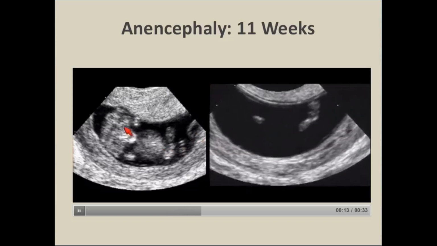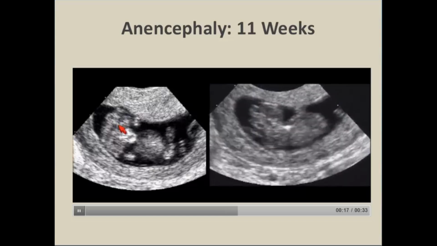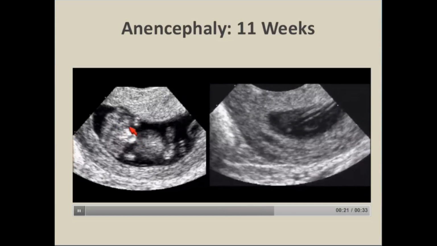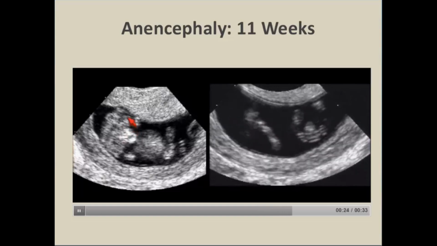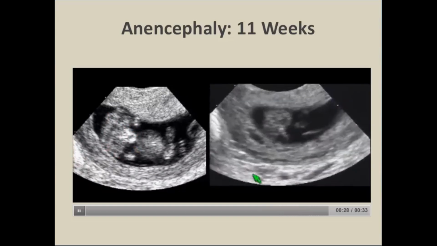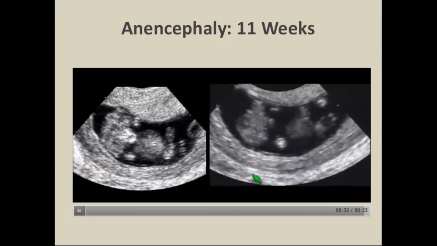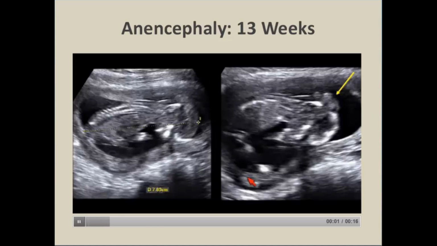So the way to pick this up is the abnormal contour to what should be the cranium, because at this stage often the cranial bones are not well enough formed to see the actual ossification. But you can see this lobular, irregular contour of the cranium, and this is an important indication of either a huge encephalocele or anencephaly.